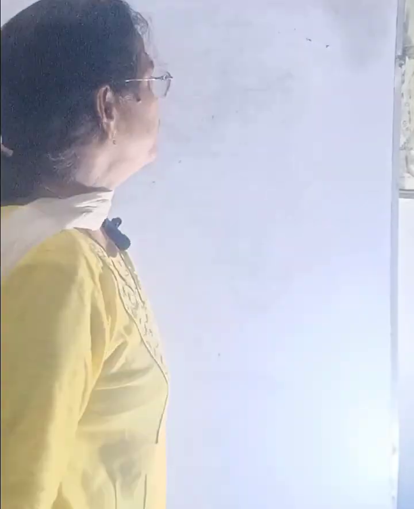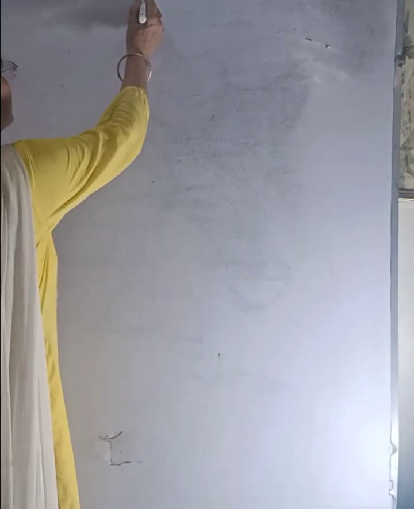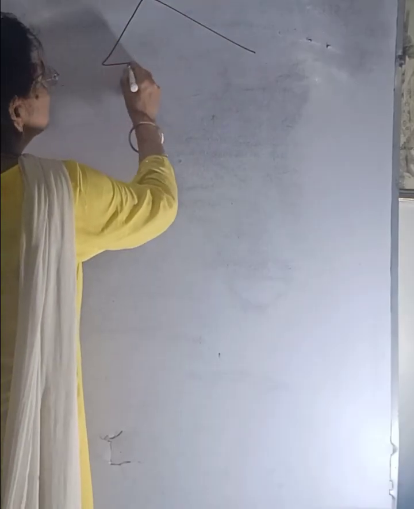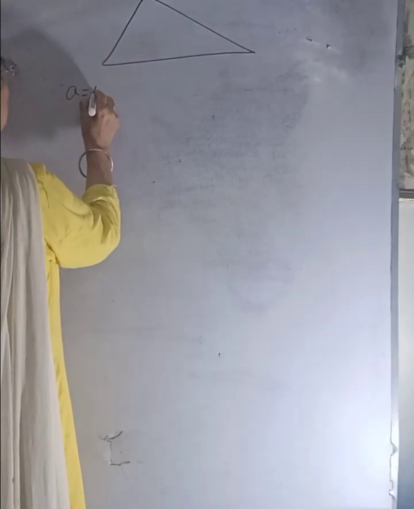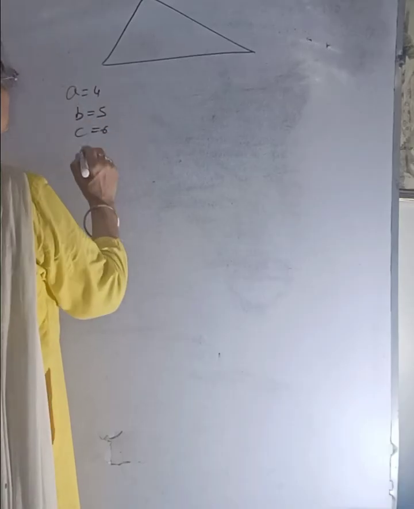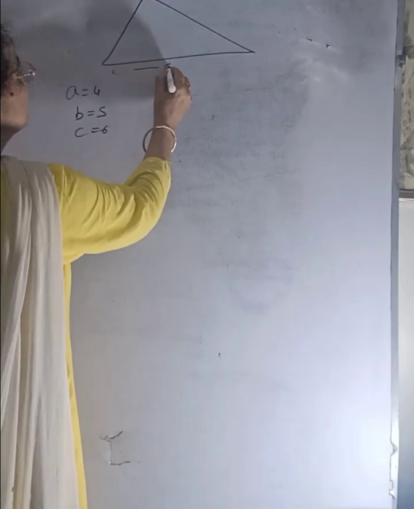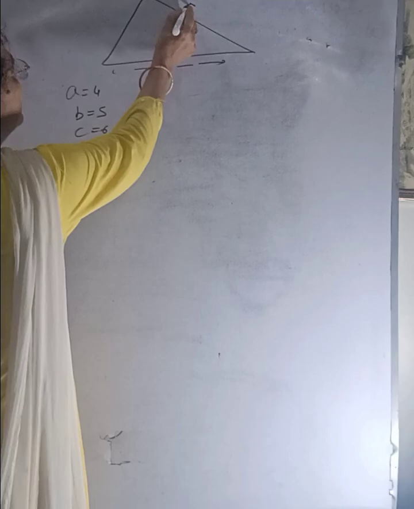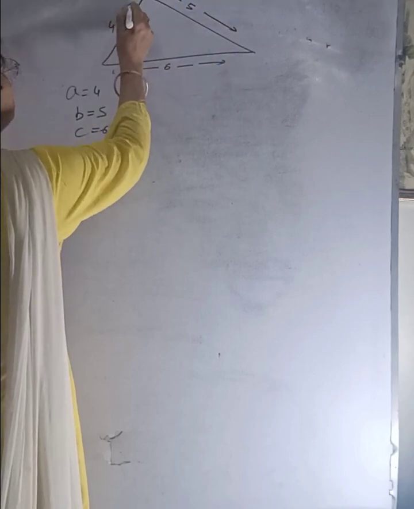Today I am giving you a question related to trigonometry for class 11. A triangle is given to us, the sides of which are a = 4, b = 5 and c = 6. It means c is the biggest one. If this is 6 centimeter, this is 5 centimeter and this is 4 centimeter.